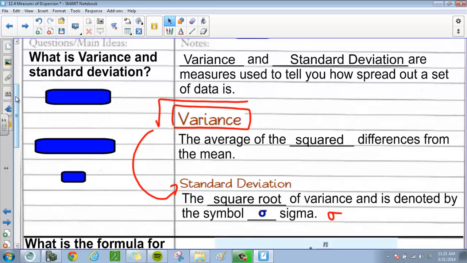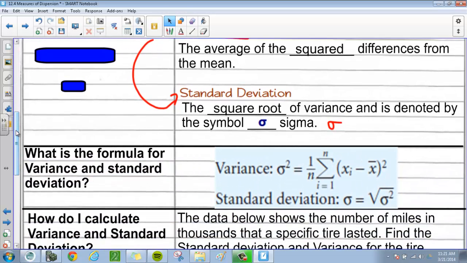So in this next part, we're going to actually figure out how to calculate the variance and the standard deviation using this formula right here, which is probably intimidating, but I'm going to show you how to solve something using a formula just like that, but not using the formula at all.